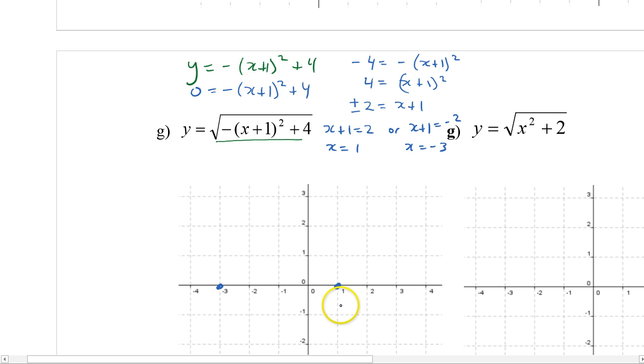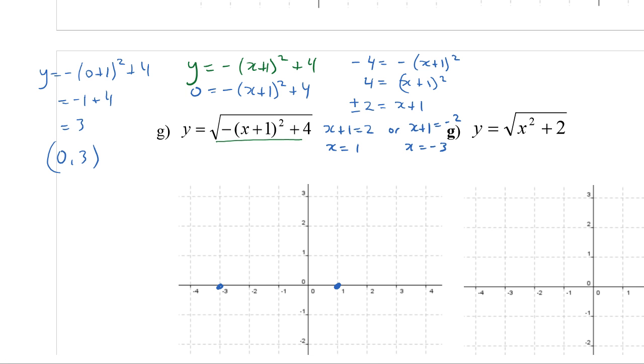be opening downwards. If I plug in a 0 for x, so again I'll write y is equal to negative 0 plus 1 all squared plus 4. If I plug in a 0 for x, I get 1 squared is 1. I get negative 1 plus 4. I get y is equal to 3. So in other words, 0 comma 3, is that right? 0 comma 3 will be one of my points here.